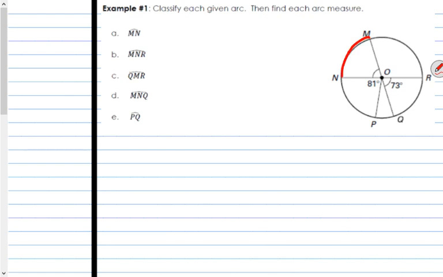Is that a major arc or is it a minor arc? Well, it's only two letters. And besides that, I already know what the measure is. But it is a minor arc because it's got two letters.